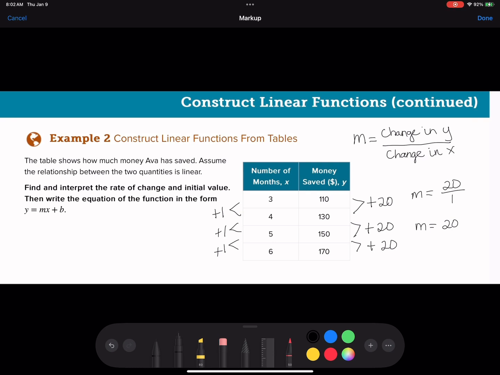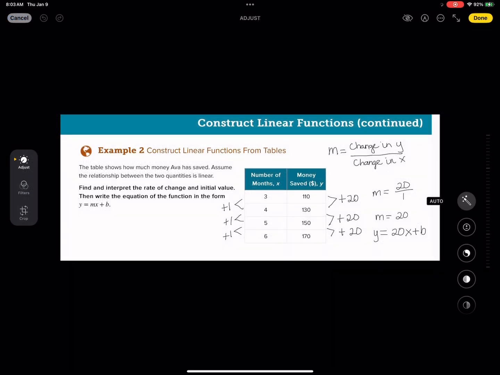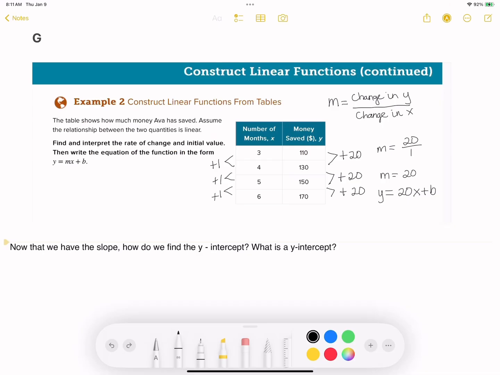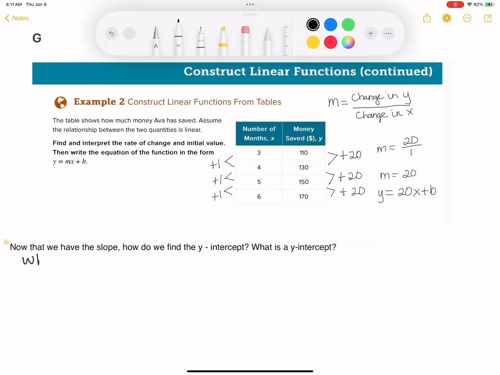All right, let's put it into an equation now. Now I'm going to write it out as y equals, we know our slope is 20, 20x plus b. So we are still missing some of our information. We need to keep going with this thought process. Now that we have the slope, how do we find the y-intercept? And what is the y-intercept? Okay, so the y-intercept is when x equals 0. Well, how am I going to figure that out?